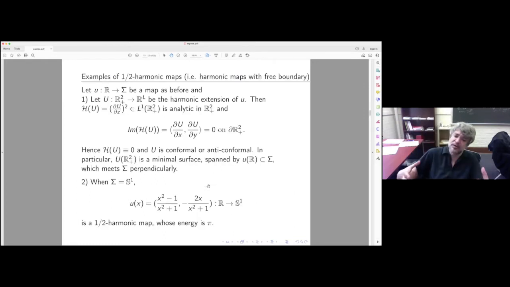So in the same way that classical harmonic maps are related to minimal surfaces, you can also relate the image by the harmonic extension of a half harmonic map. The image of the whole half space is going to be a minimal surface into sigma, spanned by this u of R, u on the boundary. This is exactly the picture that I was describing to Dima.